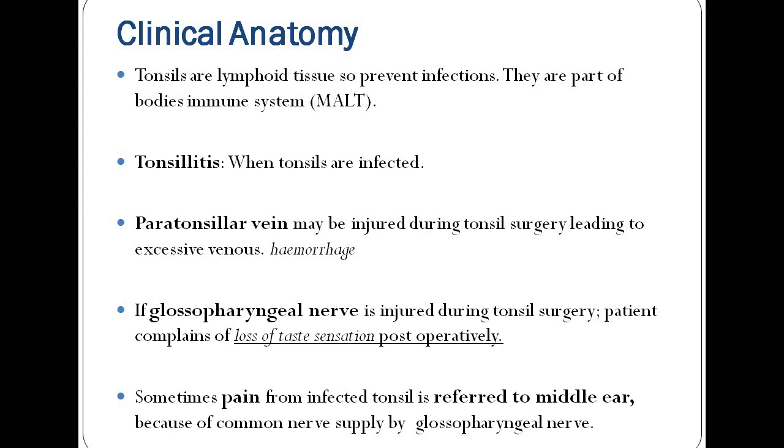Now during this tonsillectomy, if the paratonsillar vein is injured, it leads to excessive venous hemorrhage. If the glossopharyngeal nerve is injured during tonsil surgery, the patient complains of loss of taste sensation post-operatively. Sometimes pain from an infected tonsil is referred to the middle ear, as both structures, that is tonsil and middle ear, are supplied by a common nerve, that is the glossopharyngeal nerve.